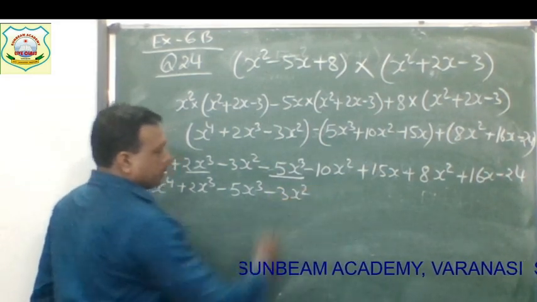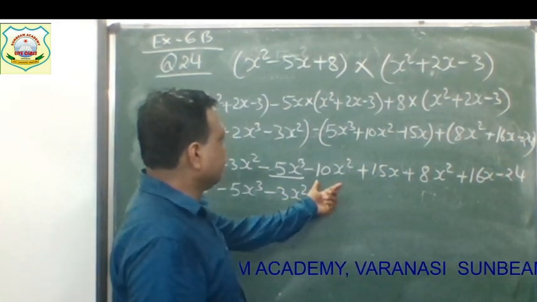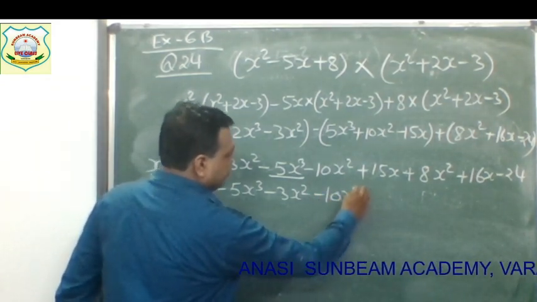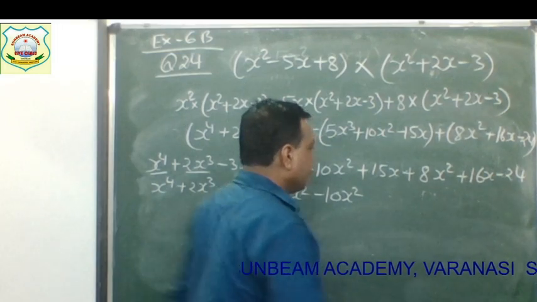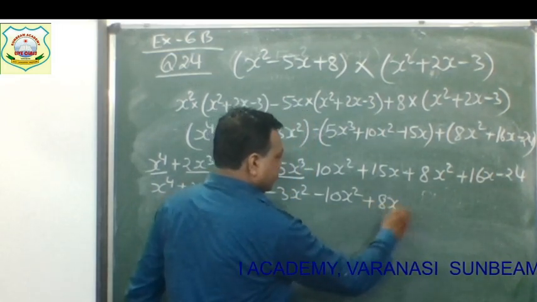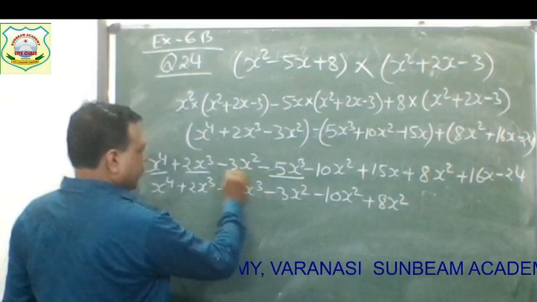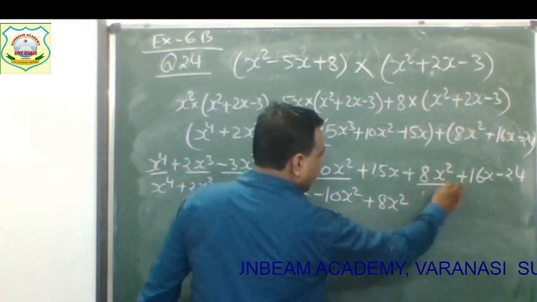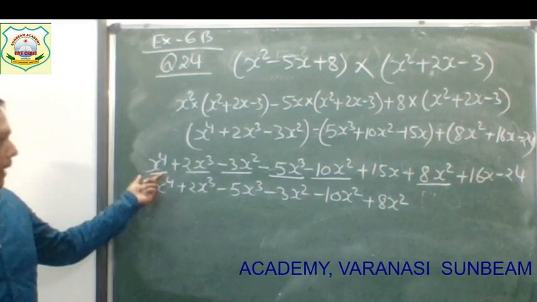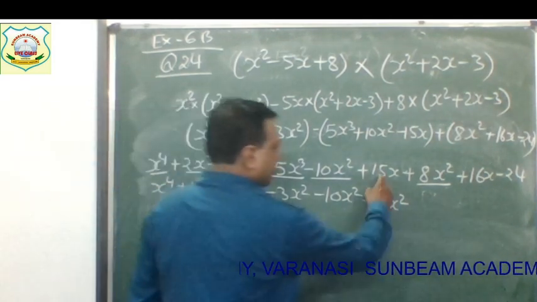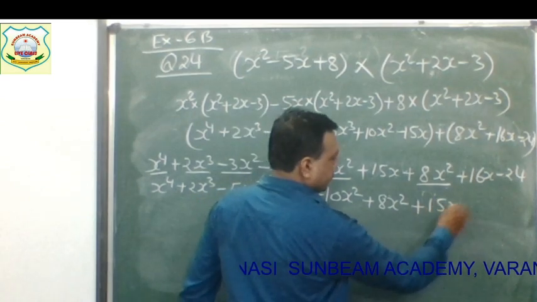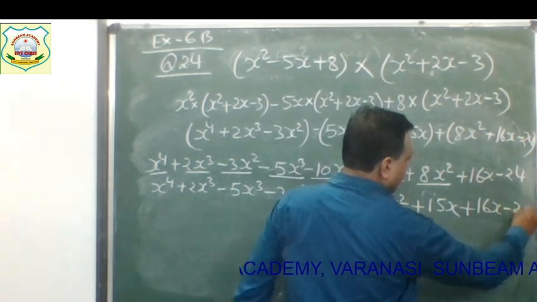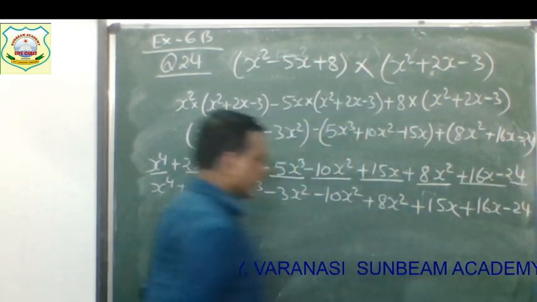Again here, we should check. Minus 10x square, minus 10x square, plus 8x square. With the underline, what value we have written? Minus 3x square we have written, minus 10x square plus 8x square. It shows that we have written. Clear? Now plus 15x plus 16x minus 24. Means all the terms we have written here.